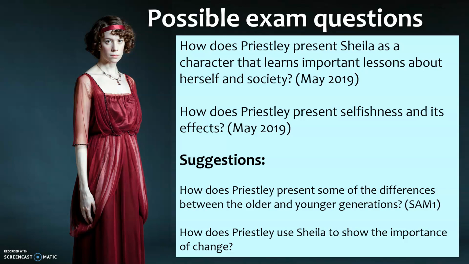So when they created the first exam papers as examples, the differences between older and younger generations came up. That was a few years ago. It's possible something like that could come up again soon. And how does Priestley use Sheila to show the importance of change? It's a question that I've made up, but one that you could maybe attempt as well.